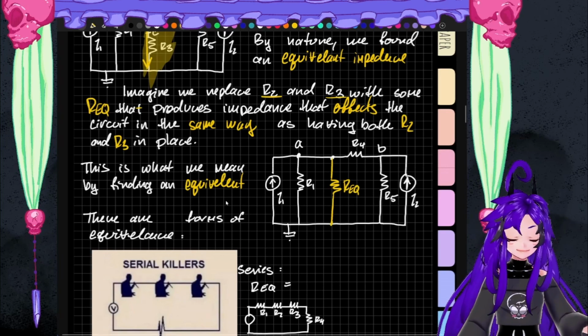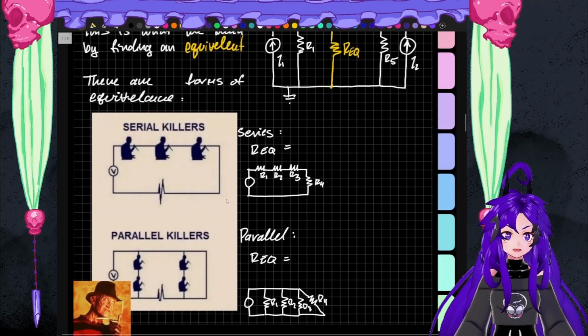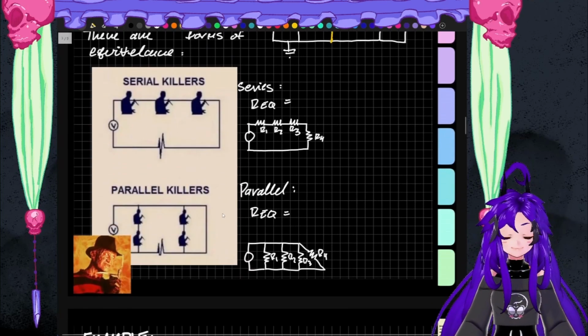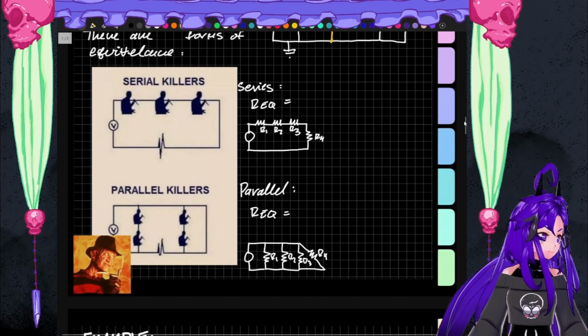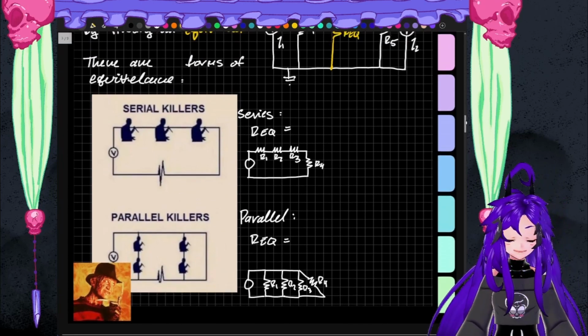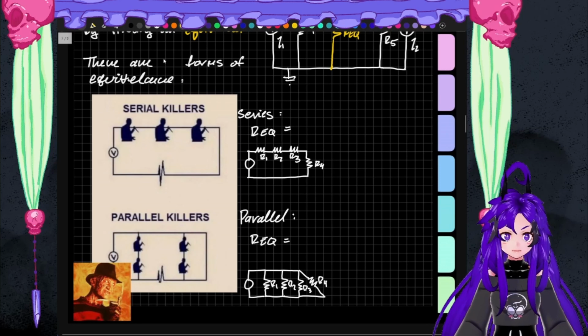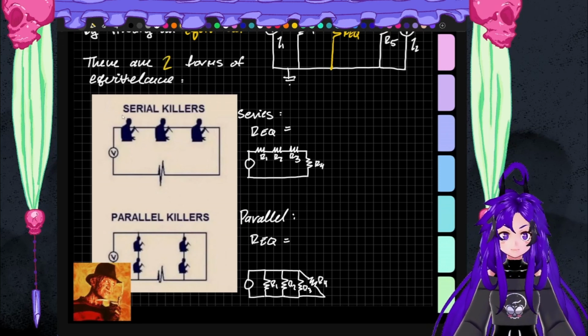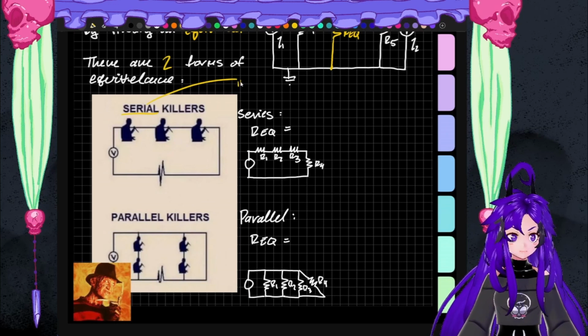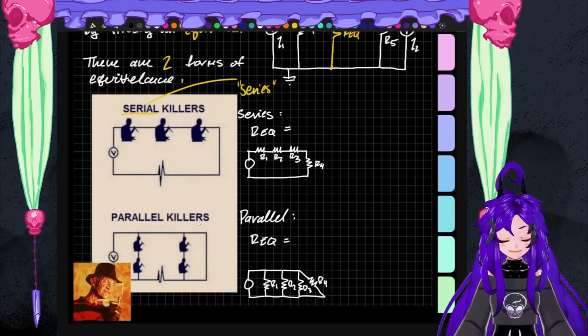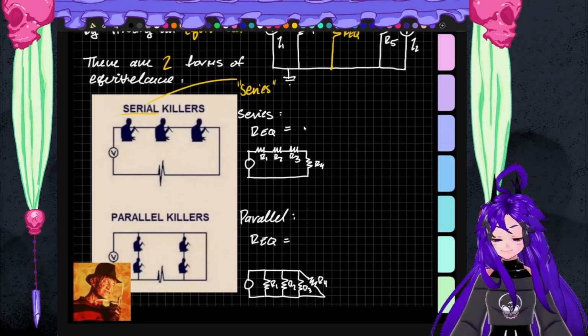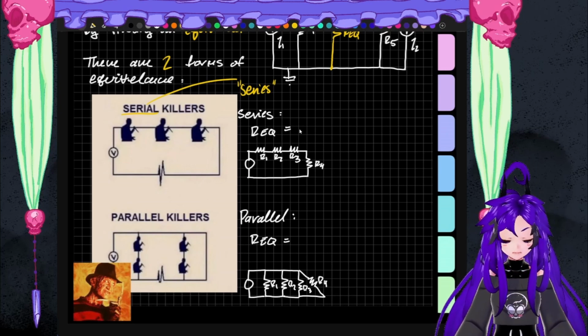So, there are two forms of equivalence, brought to you by our very unfriendly neighborhood serial killer. There are two forms of equivalence: serial, or series, and parallel. We don't want to meet this many Freddy Kruegers. I don't think anyone wants to meet one.